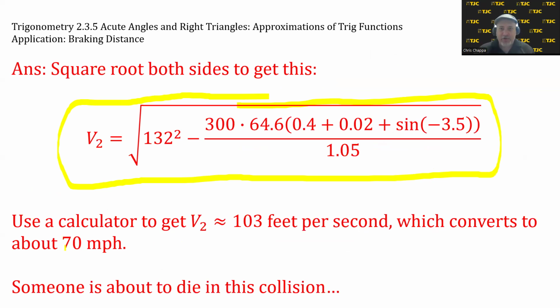Let that sink in. You're topping a hill, you're going 90, there's a stalled car in front of you 300 feet away, you slam on the brakes. Under these parameters, you're not going to avoid a collision. You're going to hit that car going 70 miles per hour and somebody's about to die. So the moral of the story is slow down, please.